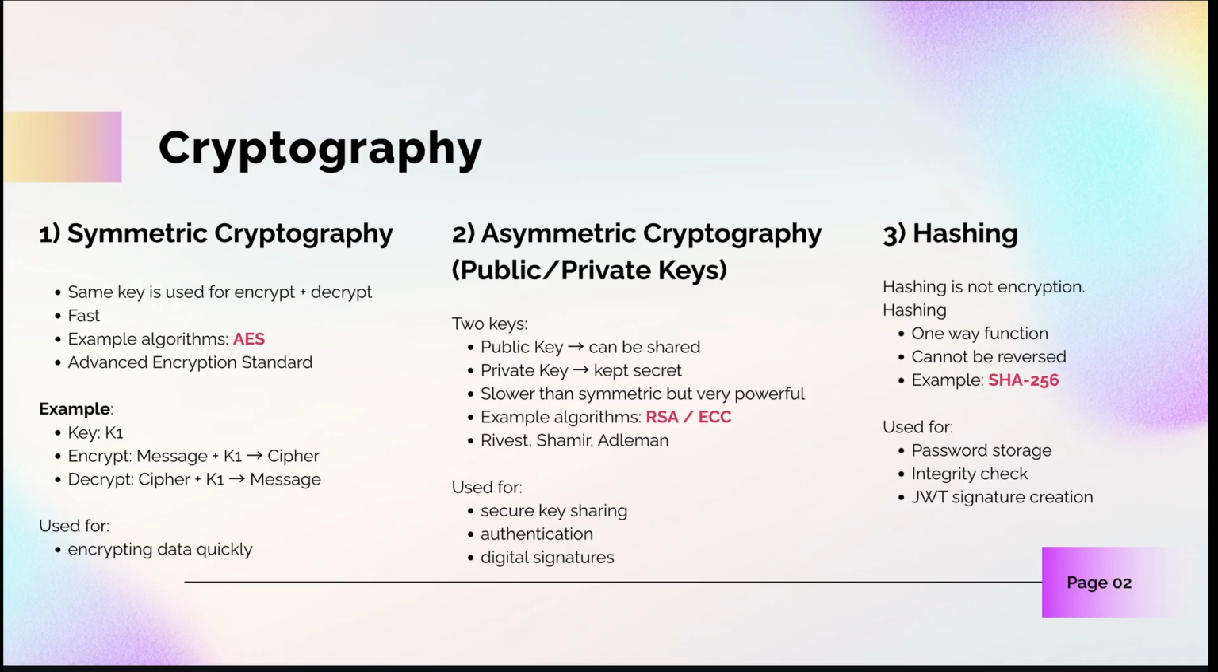Suppose I have the plain text Pankaj, with all letters in lowercase. If I change one letter, like P, to a capital, the complete hash value will change. That way we can check integrity, meaning the same text will always have the same hash value. It is also used for JWT signature creation. For JWT we have three parts, which I will explain in the next slide.